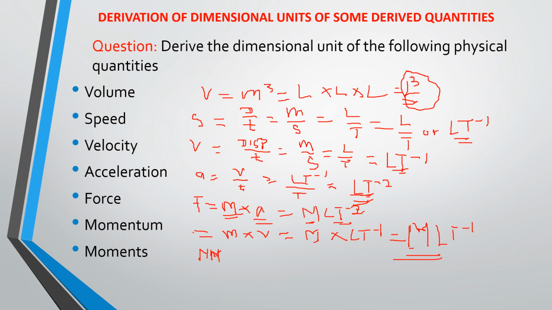I have M L t raised to power minus 2 times L, which is the dimensional unit for length, meters. So by the time you work this out, you have M, capital L raised to power 2, then t raised to power minus 2. So this gives you the dimensional unit of moments.